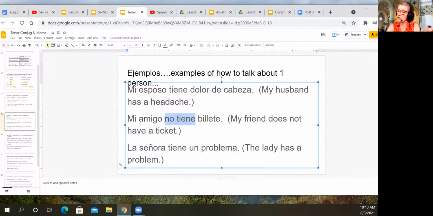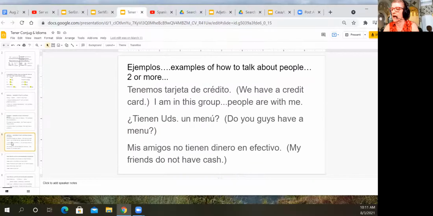Tiene, has. No tiene, doesn't have. If you make it negative, you just put a no in front of the verb, okay? Mi amigo no tiene billete. La señora tiene un problema. I'm talking about her, so I use tiene. Tiene un problema. She has a problem. So notice sometimes we say she has a problem. That's an abstract thing. We might say no tiene billete, doesn't have a ticket, and the ticket is not an abstract thing. It's an actual physical thing somebody will or will not have, right?